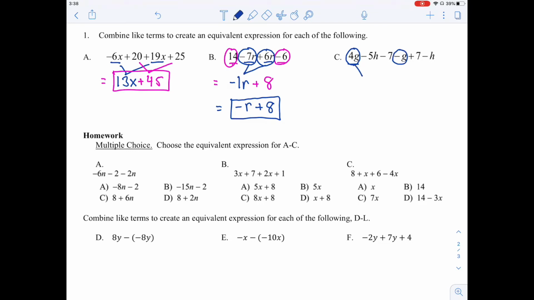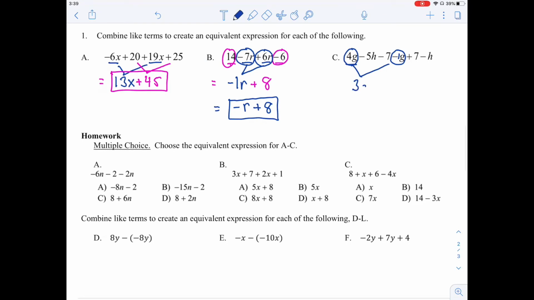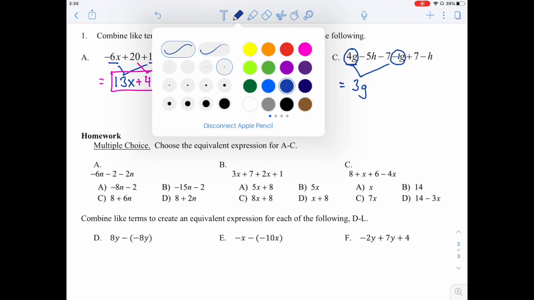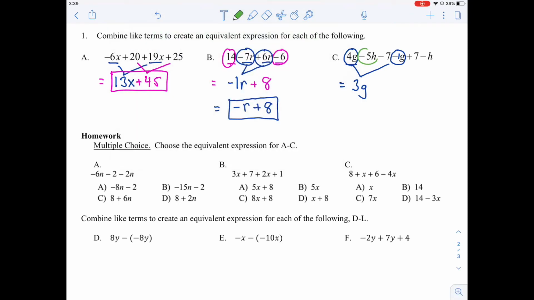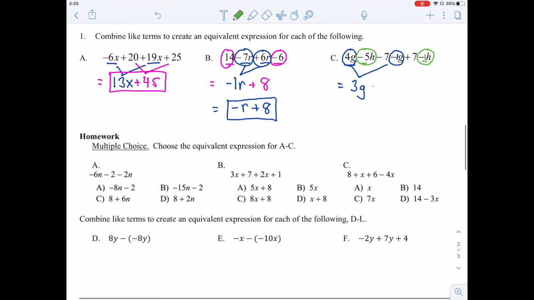Then we combine that. 4G and negative G is like a negative 1G. So 4 minus 1 is 3, so 3 G's. Then we go to our next letter, which is H. Let's do another color. We have negative 5H and negative H. Remember the signs. If there's no number, it's a 1. So negative 5 and negative 1 put together is negative 6, so you have negative 6 H's.